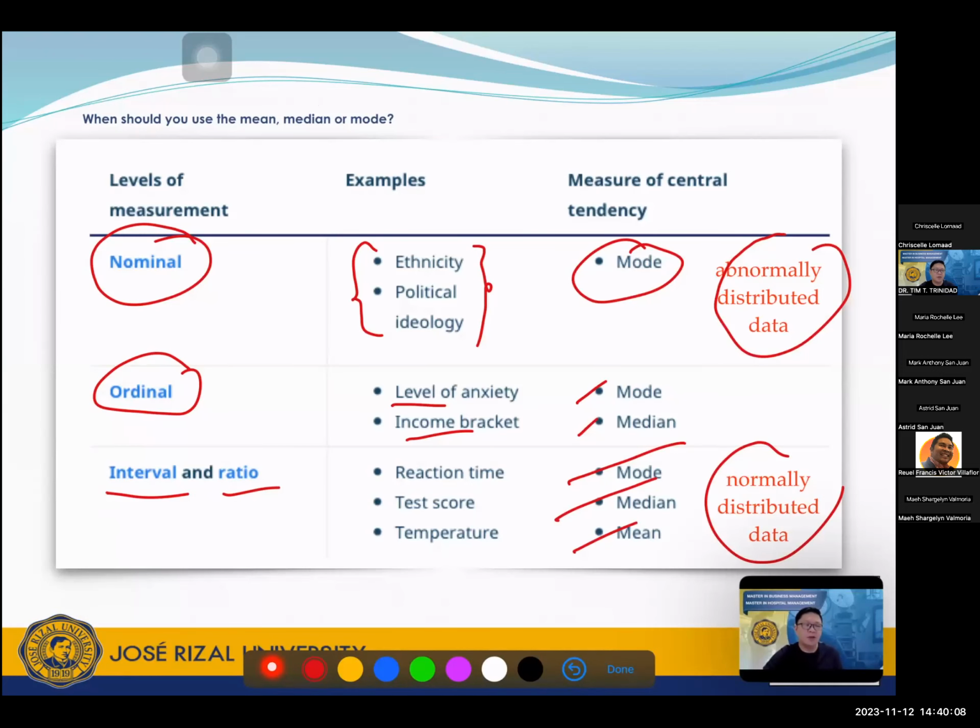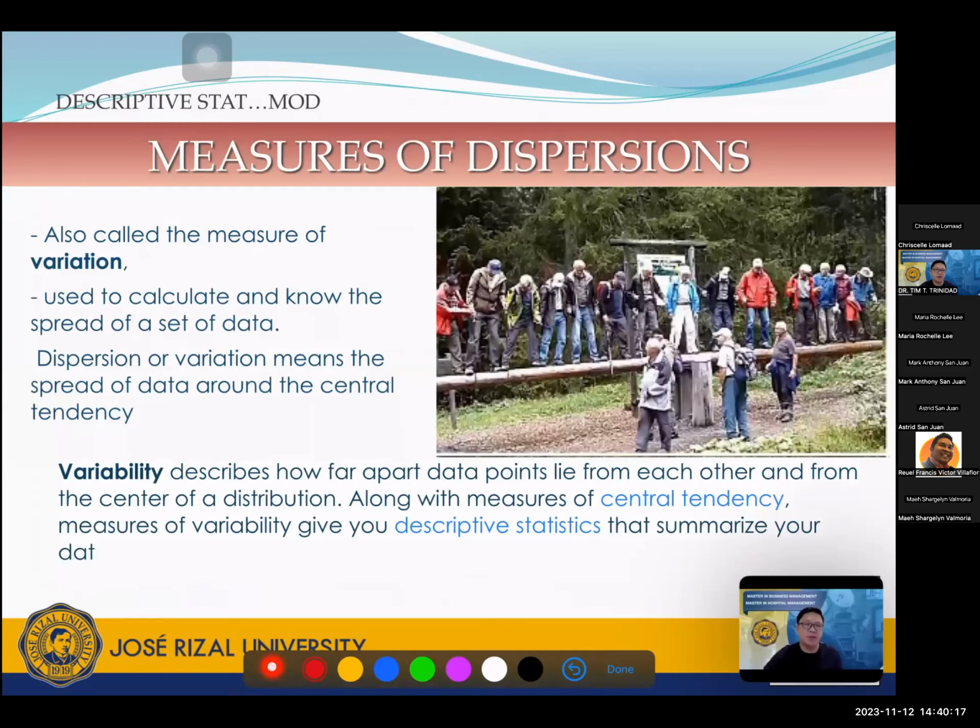Is there any question with the measures of central tendency? None, sir. Okay, so let's proceed to the next descriptive stat, which is the measures of dispersion.